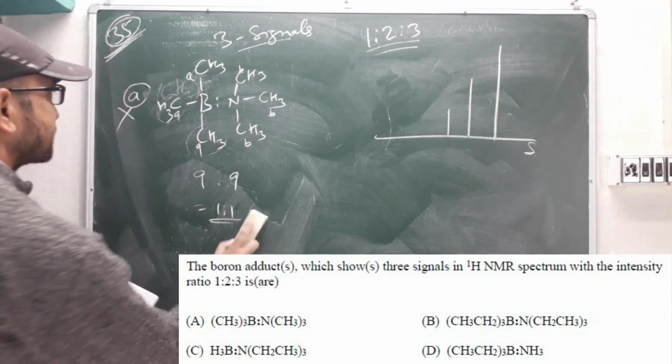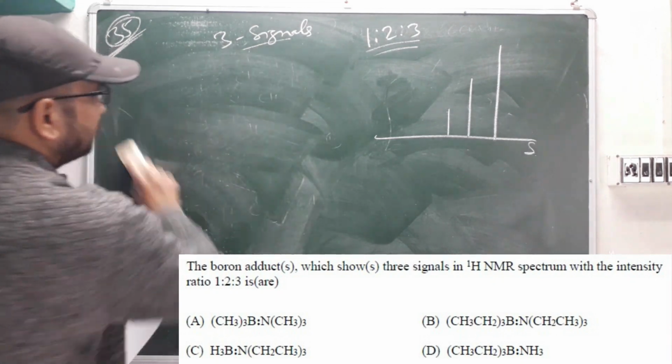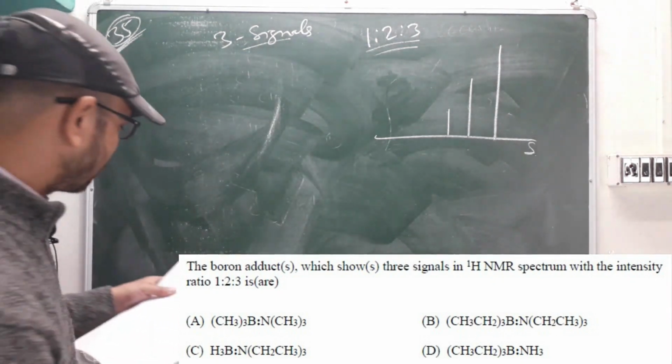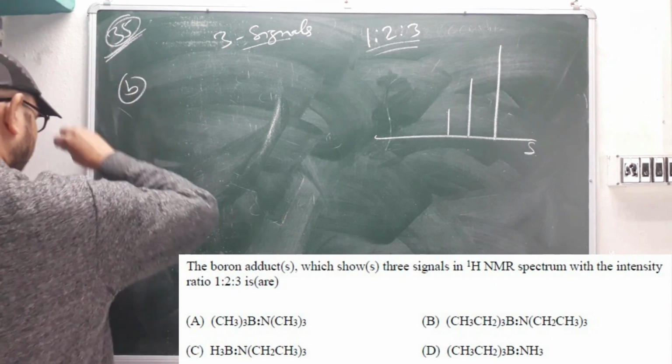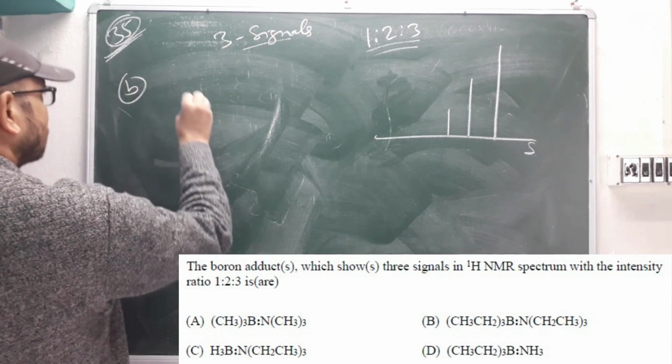So let me draw option B, because we need 3 signals and with that ratio, correct? Option B, if we are getting, so this also I'll open up.